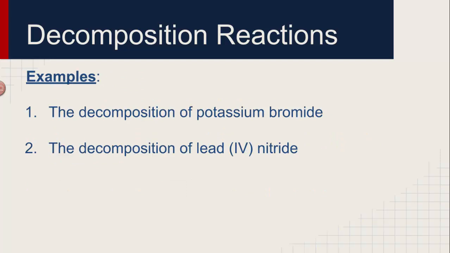Here are some examples. Go ahead and write these down, and again, leave some space in your notebook to write the equations underneath. First is the decomposition of potassium bromide. The second is the decomposition of lead-4 nitride. So write them down, pause the video if you need to, and then let's write some equations. You ready? All right, so the first one was potassium bromide decomposing. Well, we have to first write our formula for potassium bromide. K is +1, bromide is Br-.